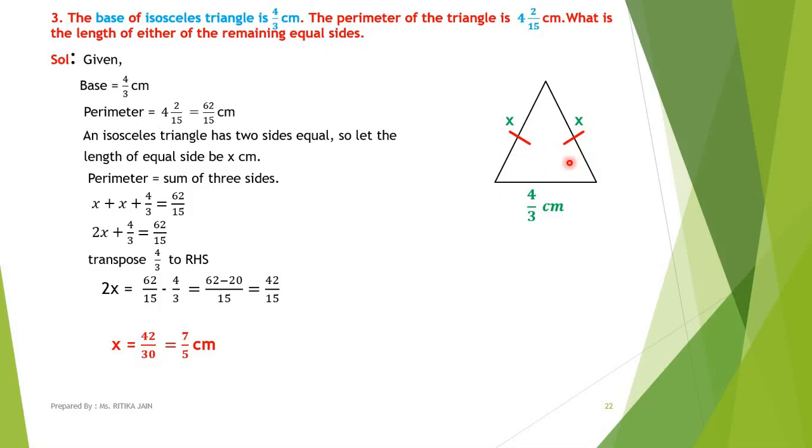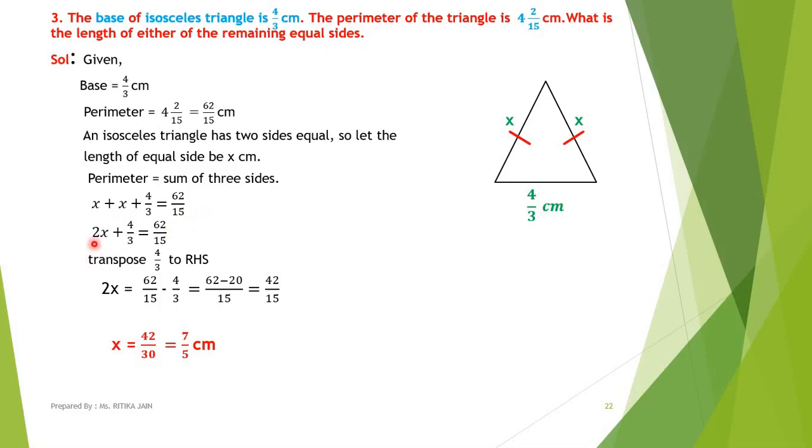These two sides are unknown to us, so we will assume let the length of any one of the equal sides be x. Okay, again the perimeter is given to us in mixed form, that is 4 and 2 by 15. So first of all we will convert the mixed form into the rational form. It will give you 62 by 15 centimeter. Now perimeter means add all the three sides, so you will get x plus x plus 4 by 3 equals 62 by 15, because a triangle has three sides. So the addition of three sides will give you the perimeter.